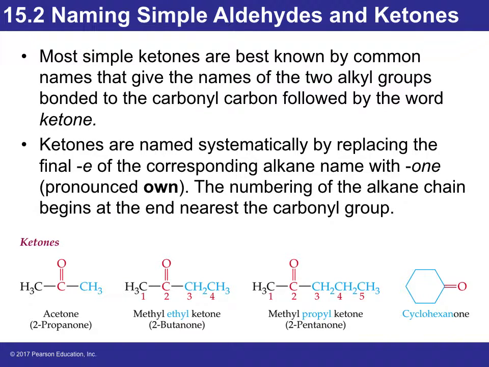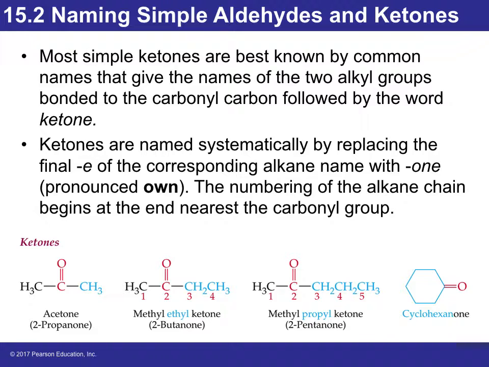When we look at ketones, most of the time we use the common name. That's going to help you by just looking at the two alkyl groups that are bonded to the C double bond oxygen, or the carbonyl carbon, followed by the word ketone. For more difficult molecules, we replace the E from the alkane with ONE, and we pronounce that ON. Numbering of the alkane chain begins at the end nearest to the carbonyl group. So here is an example, acetone, that you should know. I count how many carbon atoms, 1, 2, 3, so it's a propane, but I have a C double bond with the oxygen, so that becomes a propanone, on carbon number 2, so it's also 2-propanone.